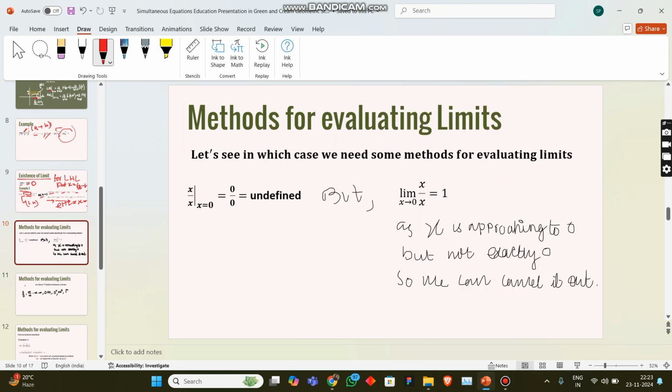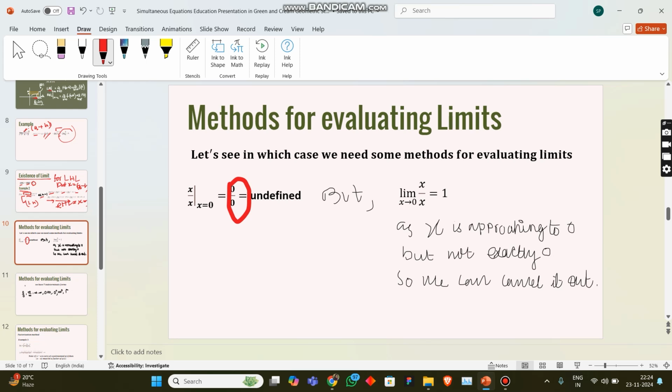Now, let's see some example, right? Suppose we are getting some value which is 0 by 0. In mathematics, it is undefined, but we have to find the limit, right? We have to find the limit. So that is why the limit is very much important in mathematics.